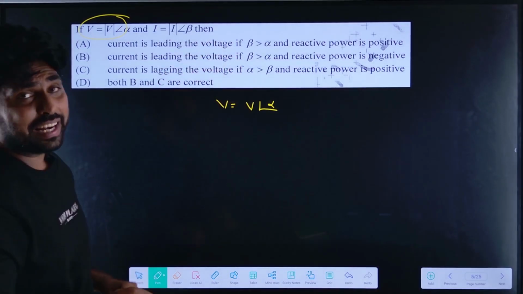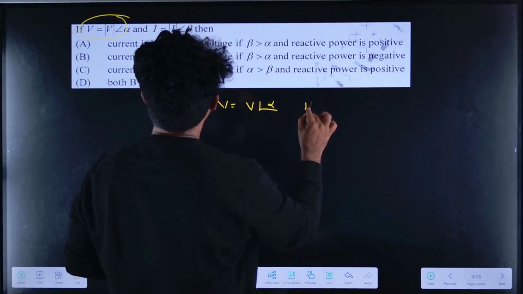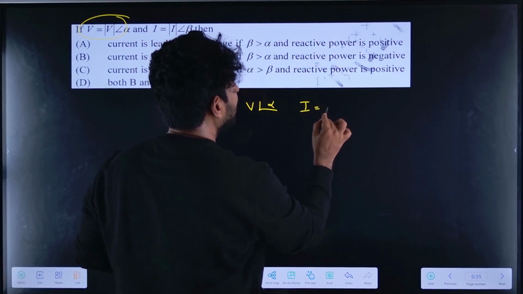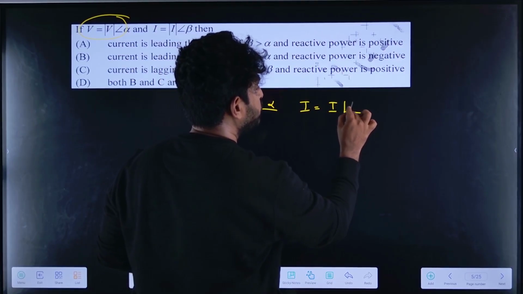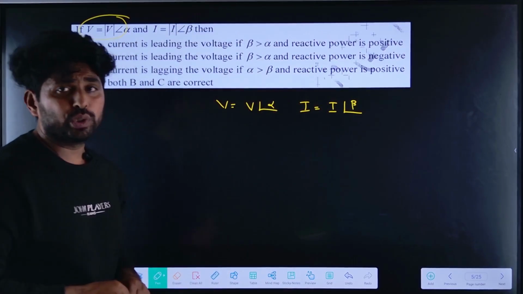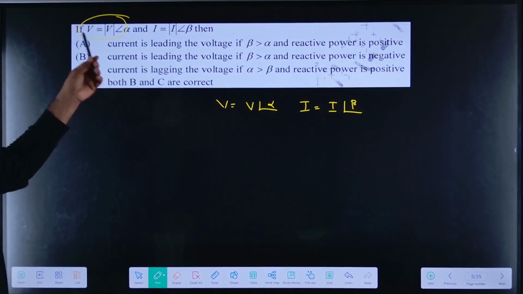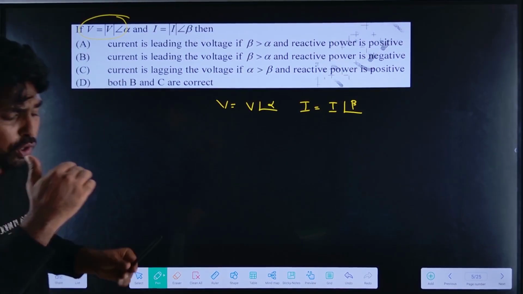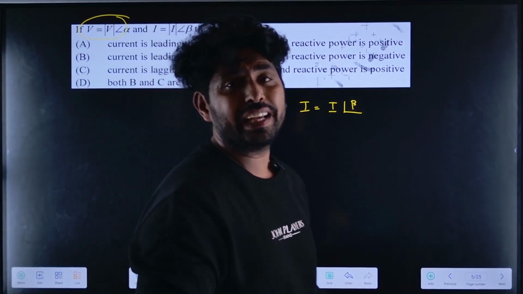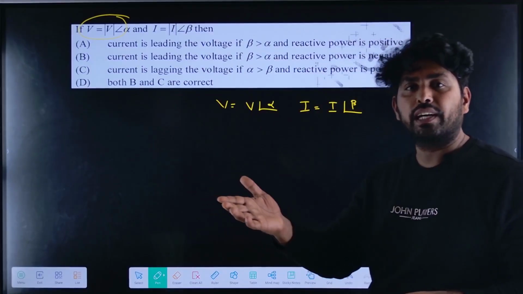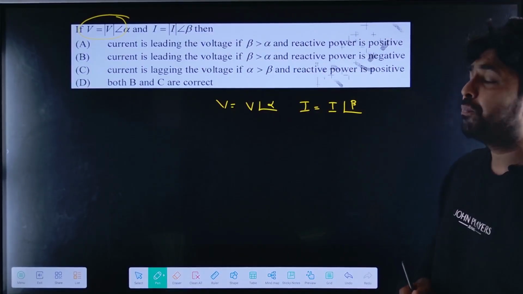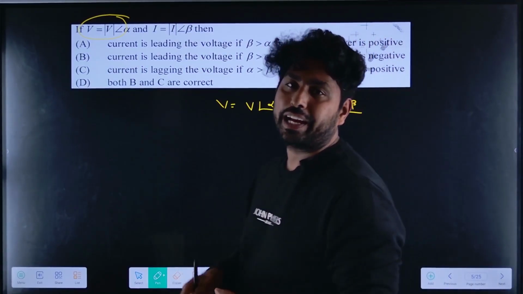I is given as I at an angle beta. These two things are given. So what they are asking is, what about the current, whether it is leading or lagging? What is the condition for that between alpha and beta, and what is the polarity of the reactive power?